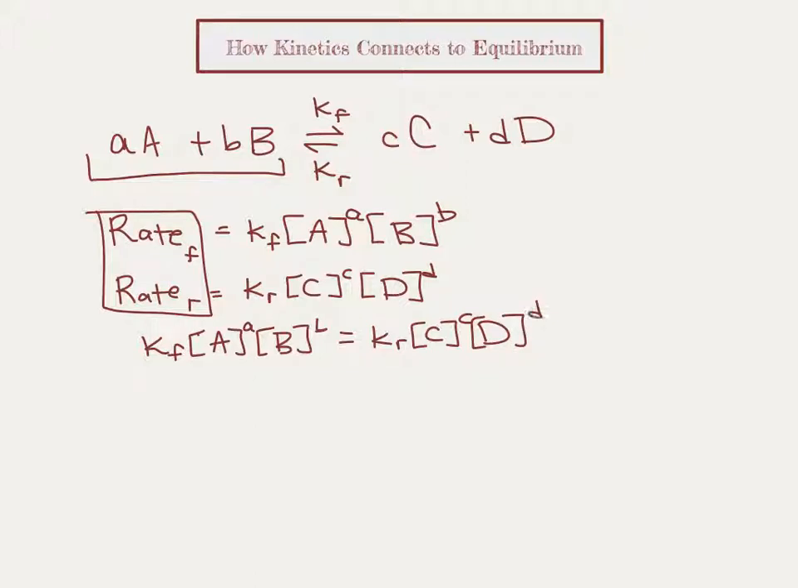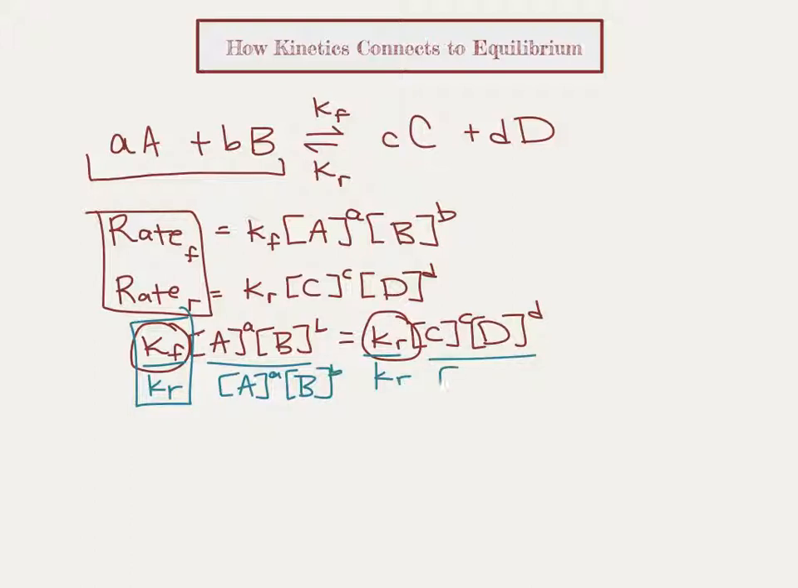Now, after many experiments, scientists have found that the ratio between the forward and the reverse rate constants is very helpful for predicting what will happen in equilibrium situations. So what we're going to do is divide both sides of this equation by the reverse rate constant, and then isolate my new and helpful ratio by dividing both sides by the reactants. This looks a little messy, so we're going to have to clean it up a little bit.